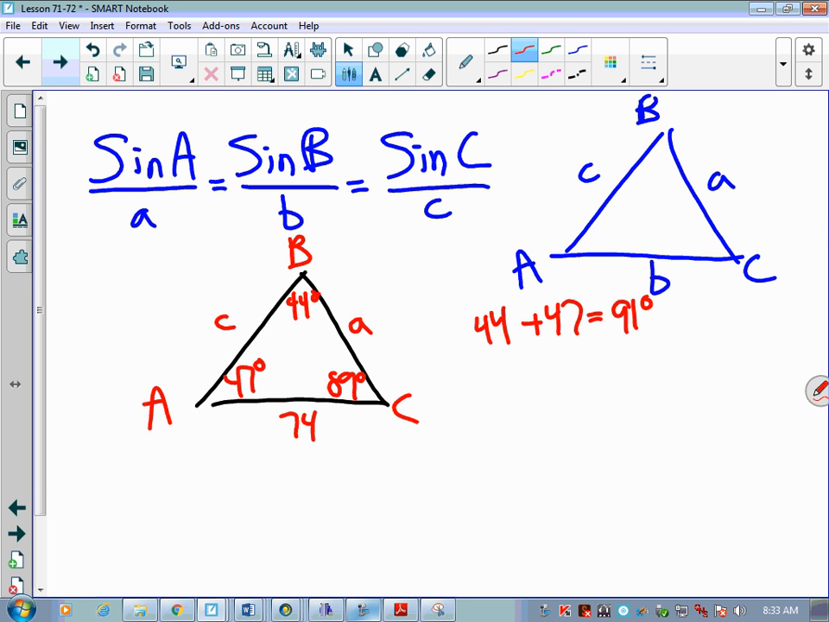For the rest of this, we're going to have to use the law of sines. Okay, so let's set that up down here. JP, what do you want to solve for? Do you want to solve for side a or side c? Side c. Okay, so tell me how you would begin to set this up to do that.